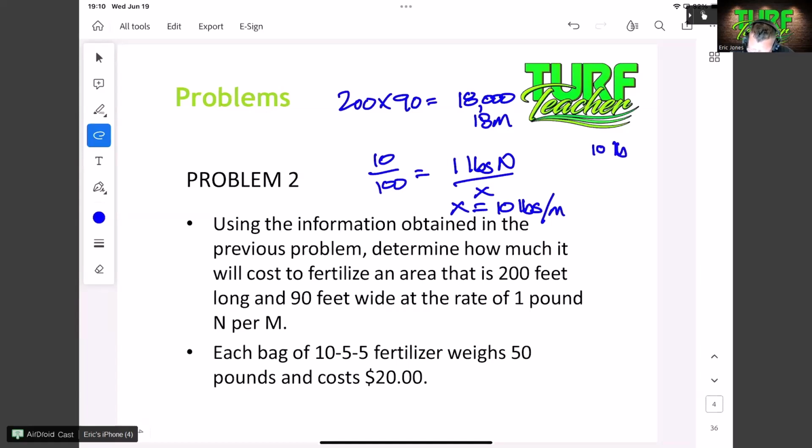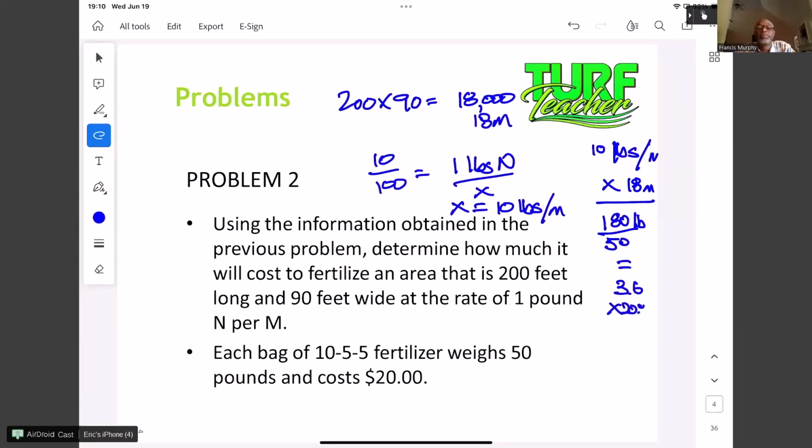Got our 10 pounds per 1,000 times 18,000 gives us 180 pounds. Well, we got to do the 180 divided by the 50 next. Gives us 3.6 times the $20 a bag. So it's going to cost us $72.